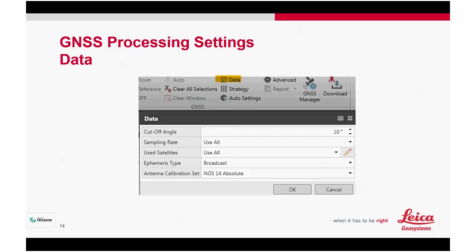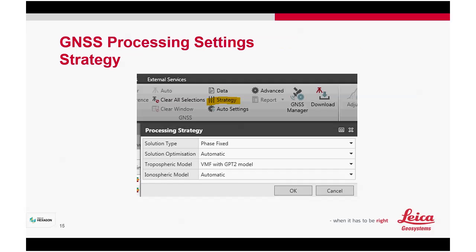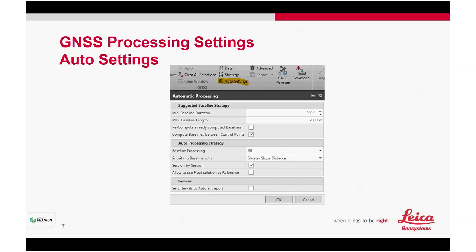So these are processing parameters I will go through later when we do the processing. Strategy, advanced, auto processing. These are very interesting. I would like to go through with you. Okay, now I would like to switch back to the Leica Infinity.